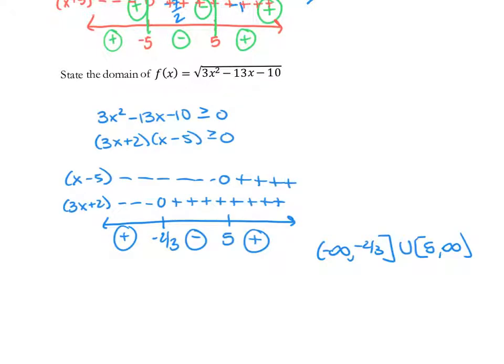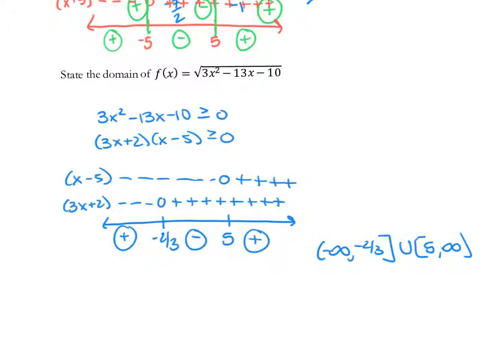Okay, did you get that the domain was from negative infinity up to and including negative 2/3, or from 5, including 5, up to infinity? That is what you should have ended up with. If not, I would check your factoring and check your sign charts to make sure that it matches up.